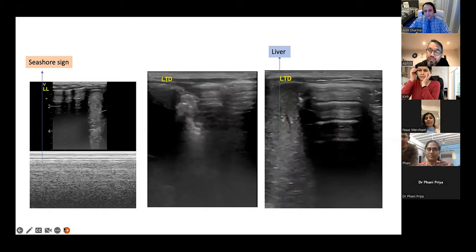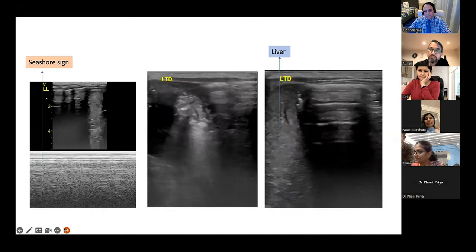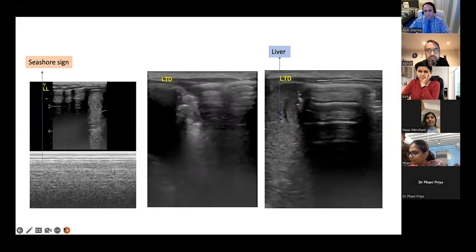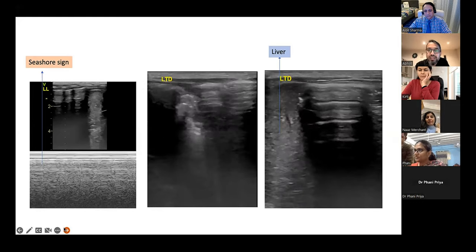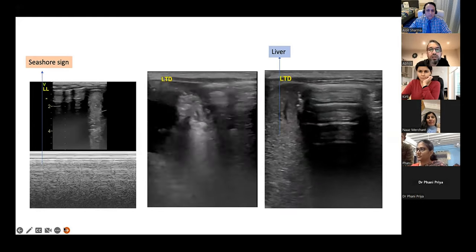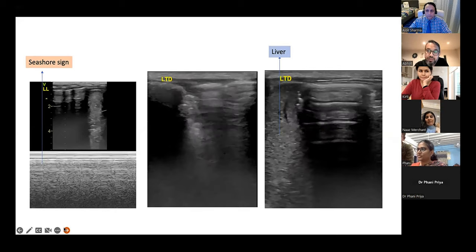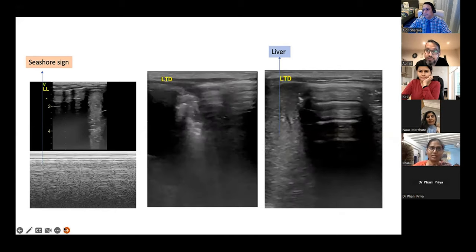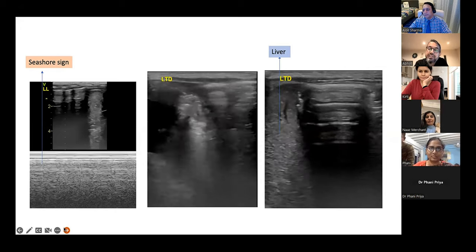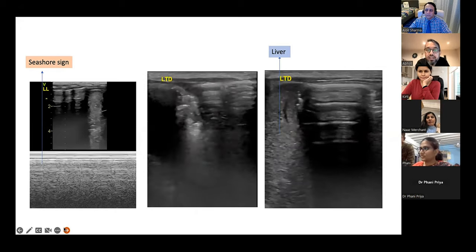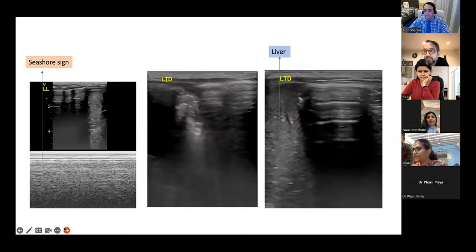Is there a way to know how we're going to put it as perpendicular as possible? It's just by looking at the image. If your A line is coming straight up or the pleural line is coming straight up, then you're being perpendicular to the pleural line. If you see it's sort of a slanting image, then you're not being perpendicular.